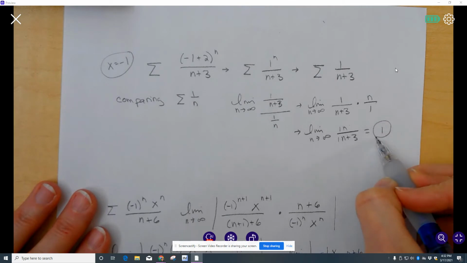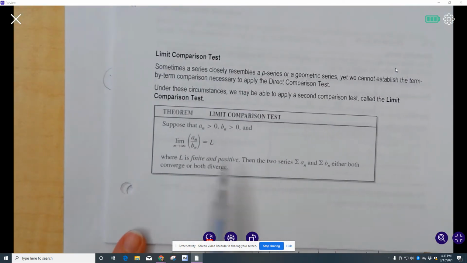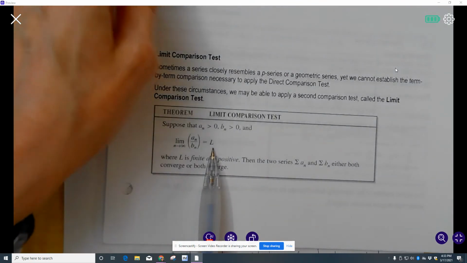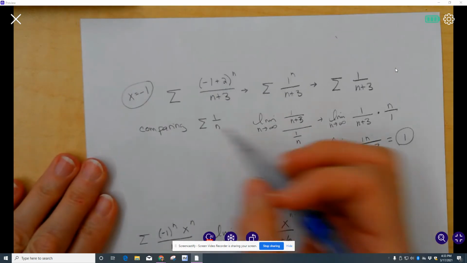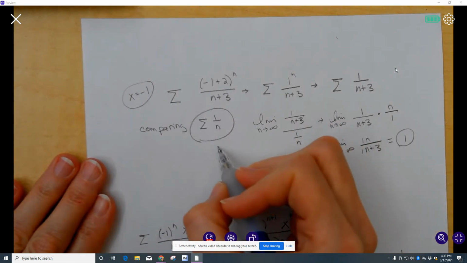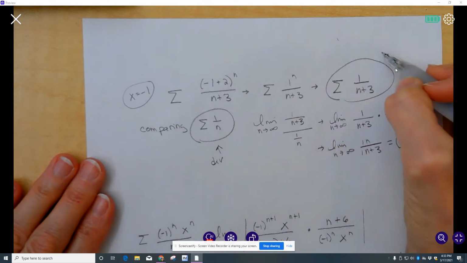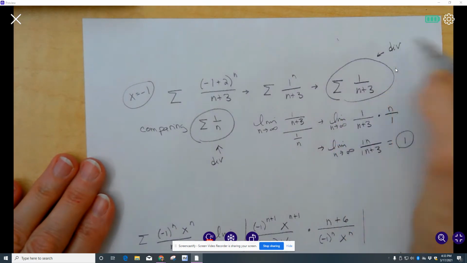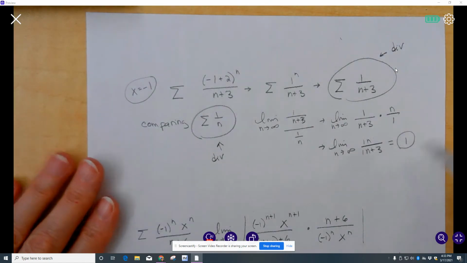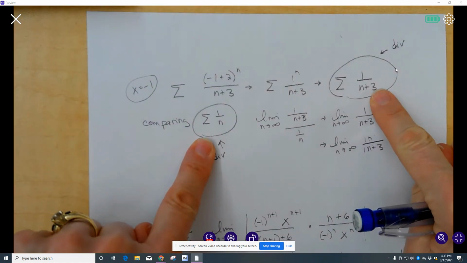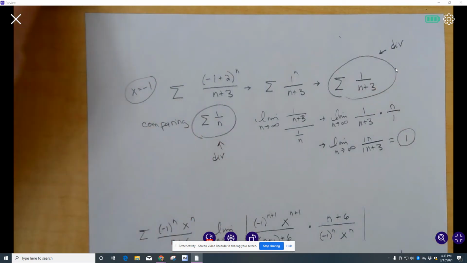So because I got a limit, the limit comparison test says both of these series are doing the same thing. So because we know this series diverges, then we know this series diverges. The limit just tells you the two series behave the same way. So that's why that one diverges.